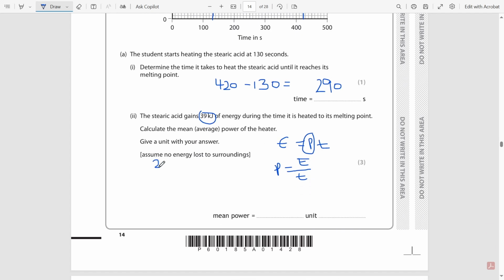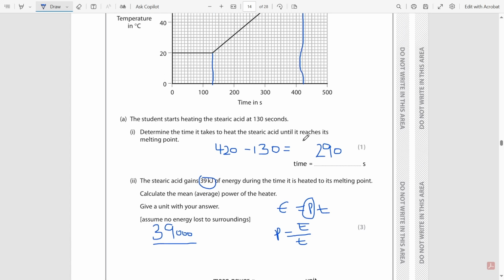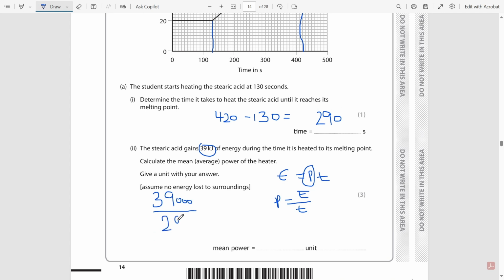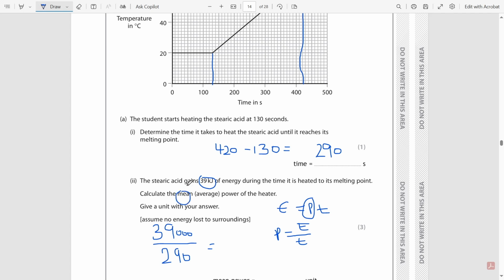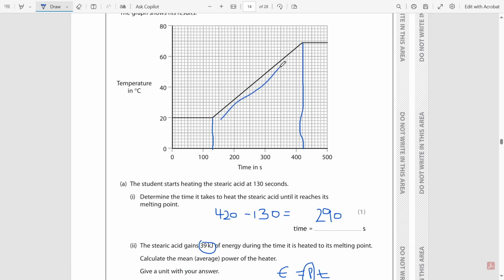Okay, so I want to convert this into joules. So I'm going to just times this by 1,000 so we can get 39,000 joules. And then we're going to put 290 underneath this. And then let's just use the calculator, guys. And there. Don't worry when it says mean. By the way, guys, it doesn't want you to calculate it like 6 times and then divide by 6. It's basically like we call this average.